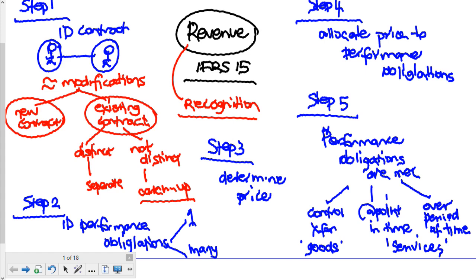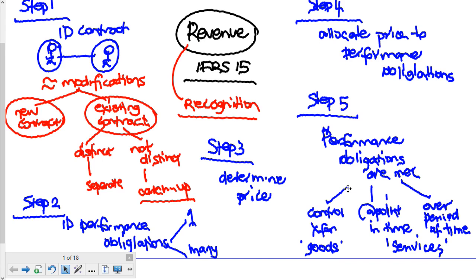Or it could be lectures. As I provide the service over the lecture period, we recognize revenue as we go. So performance obligations are met. I determine when they are met, these ones that I had identified here, and then I can recognize revenue.